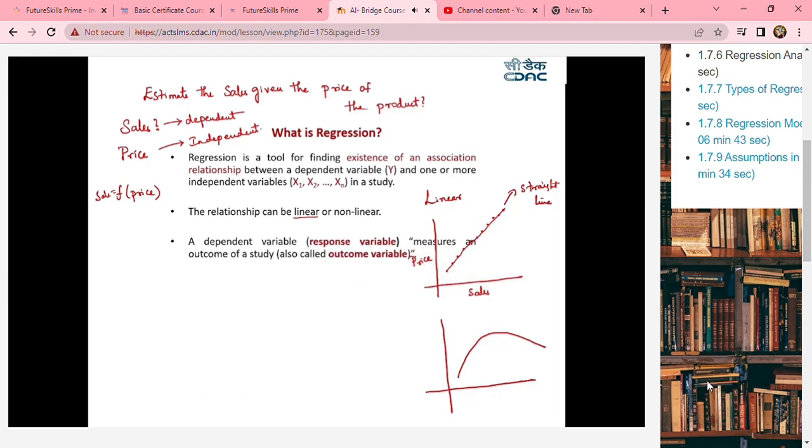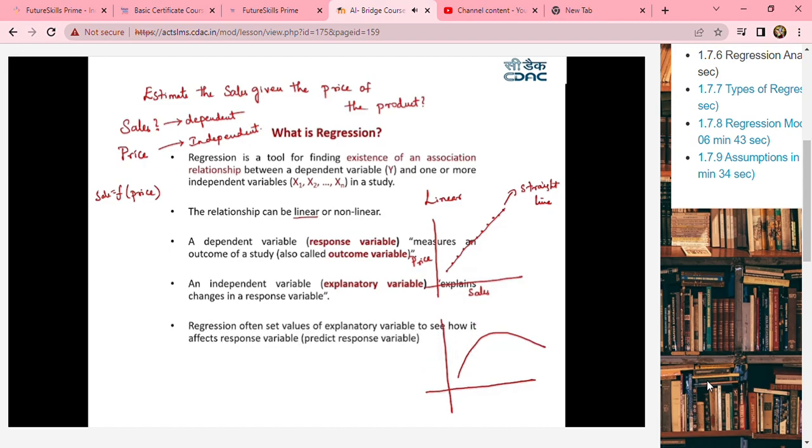Now, the dependent variable measures the outcome of the study, whereas an independent variable will explain the change in the outcome variable. Right? So this is how you find the set of values for the explanatory variables to see how the response variable is able to be predicted.